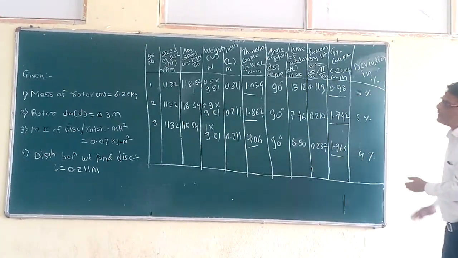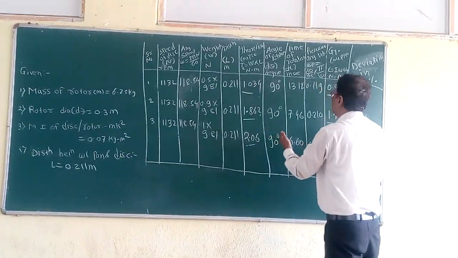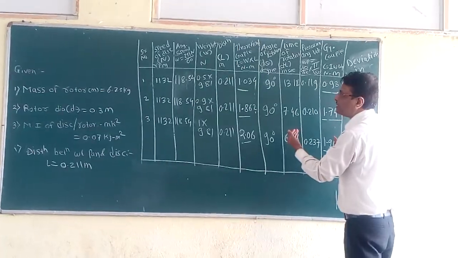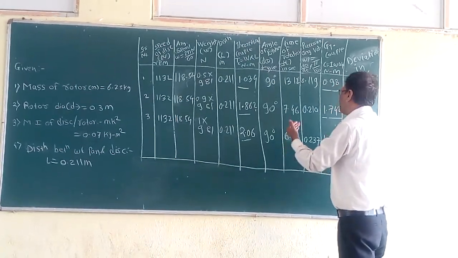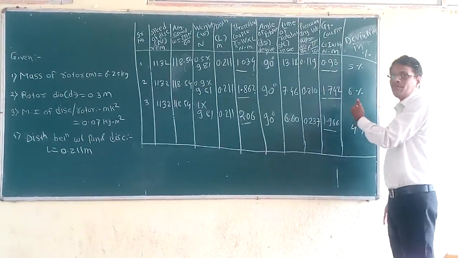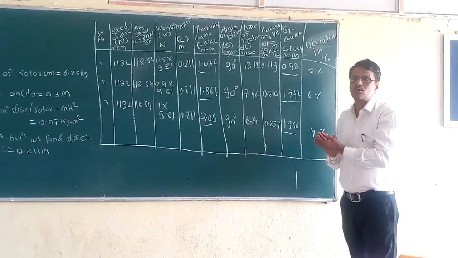So approximately it is said that the active gyroscopic couple is equal to the reactive gyroscopic couple. So whatever the active gyroscopic couple is acting, it is counteracted by the reactive gyroscopic couple. So the aim of the experiment, that is, active gyroscopic couple is equal to reactive gyroscopic couple, is verified.